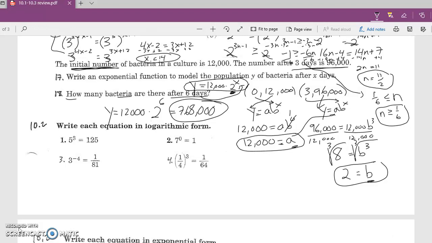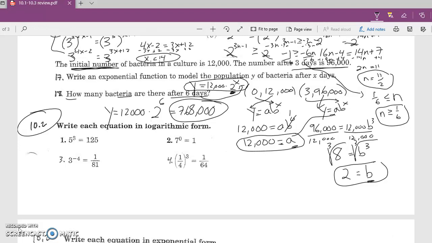Okay, moving on to section 10.2. Now, we're going to start talking about logs. Logs are important because they are kind of the inverse function for exponents. And so if you want to undo an exponent, a lot of times you need to log it. Okay. So write each equation in logarithmic form.